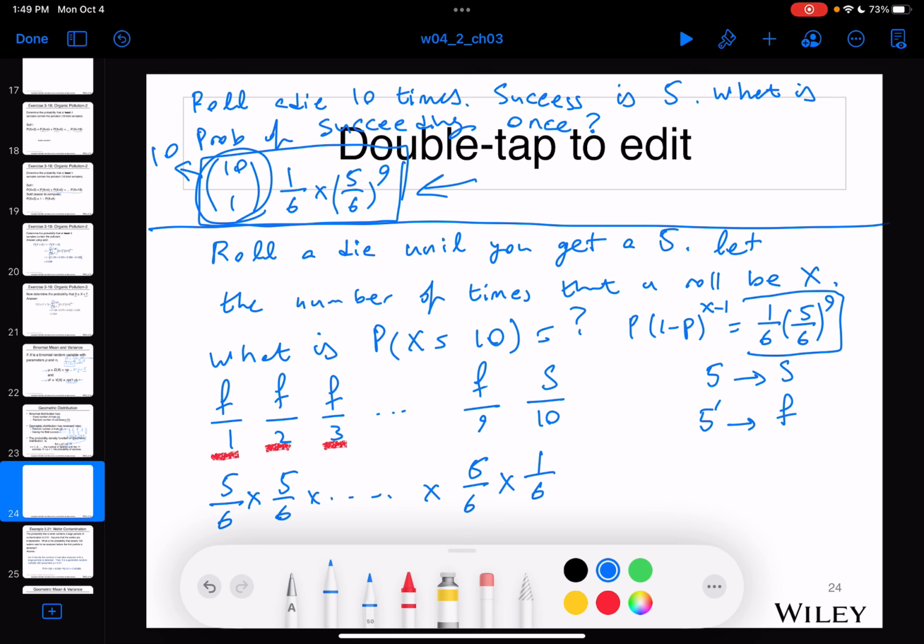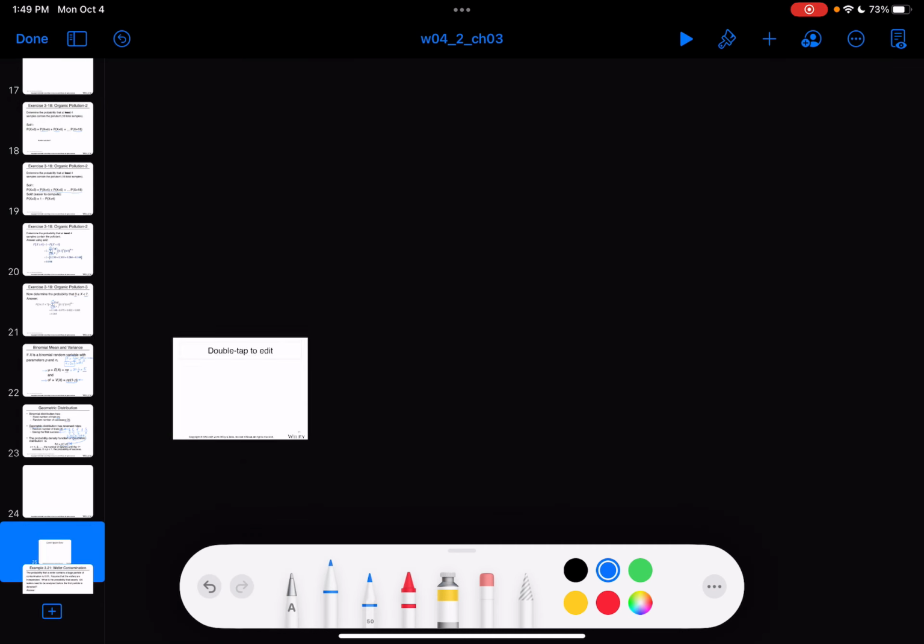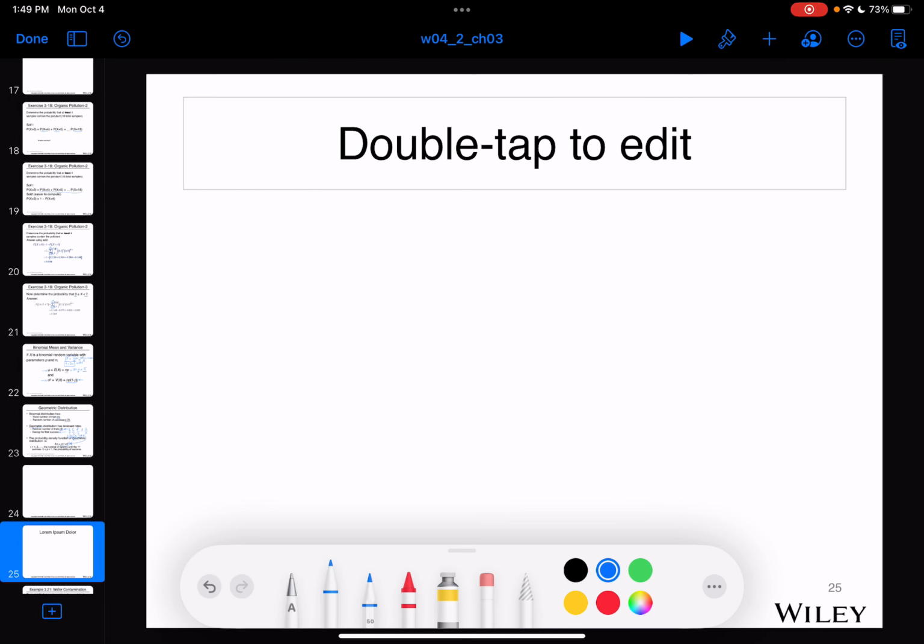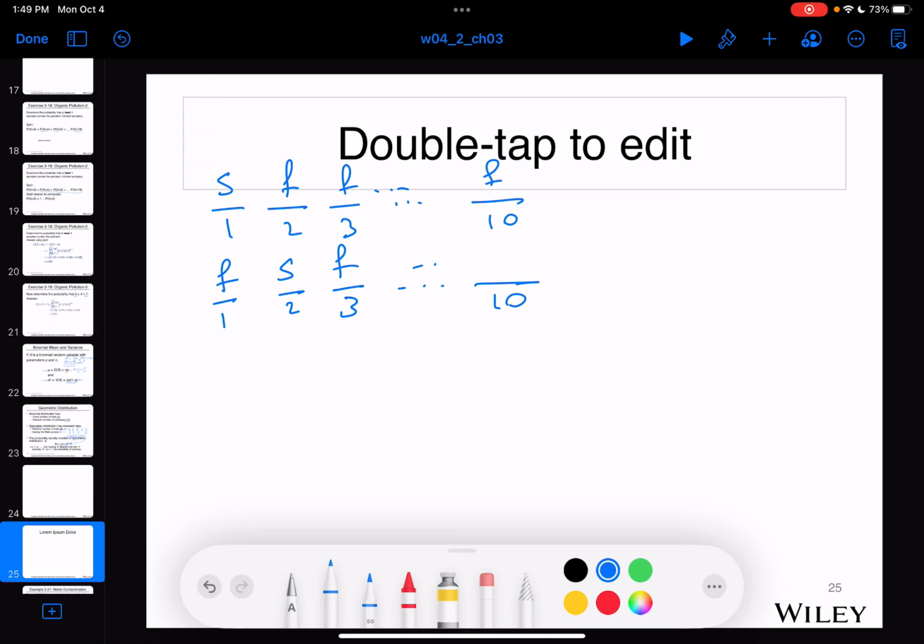Right? And the reason for that is that for the binomial experiments, all of these are acceptable. So this is experiment 1, 2, 3, 10. I can have a success in the first trial and then failure in all of the other ones. I can have a success in the second trial and failure everywhere else, right? So this is binomial.